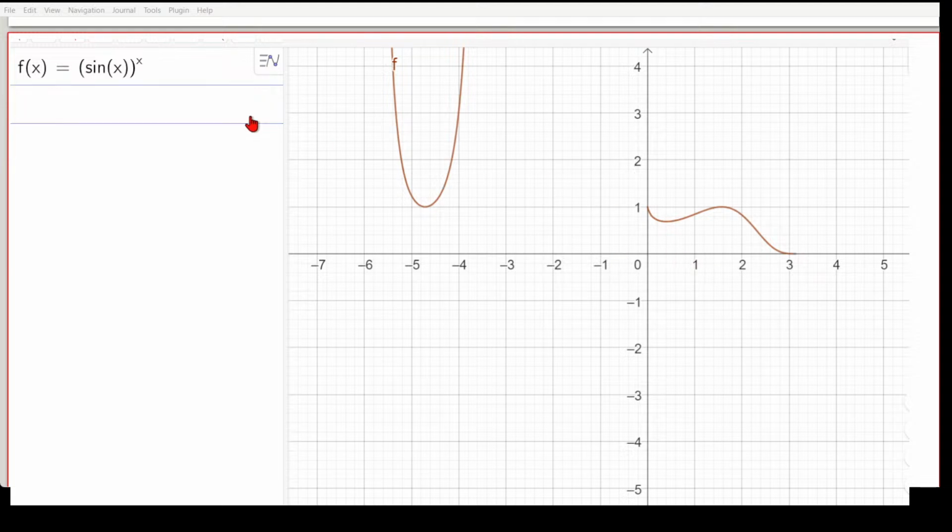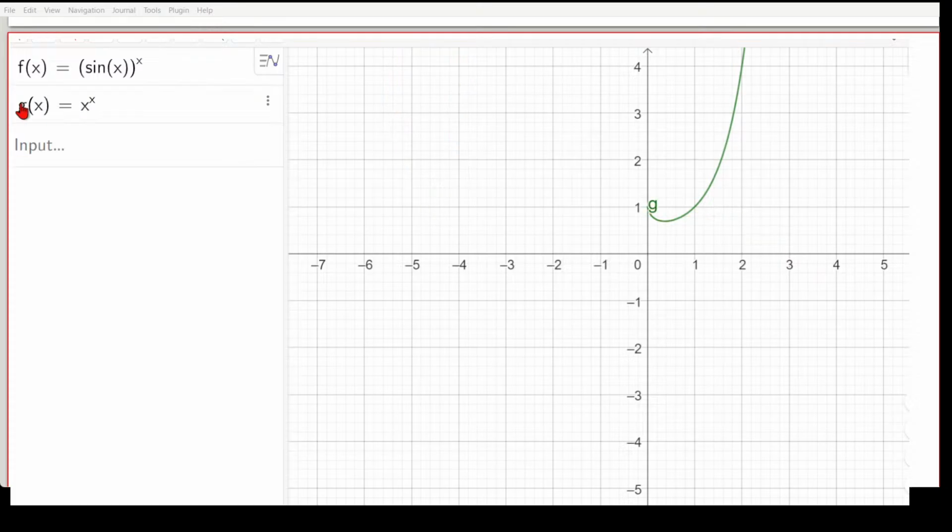Similarly, x power x also. Please remember, this is also very important. Same logic, we can show that when x is tending to 0 from the right hand side, x power x is tending to 1. Okay?